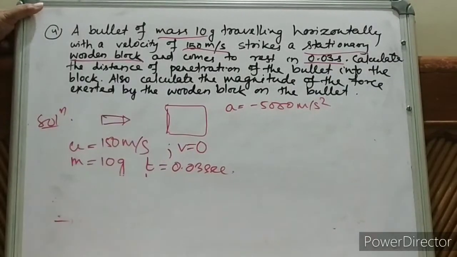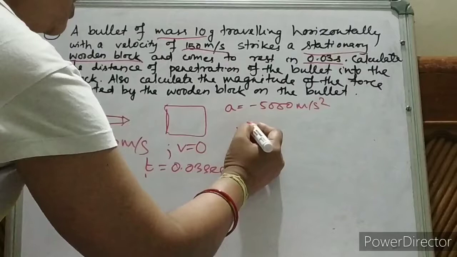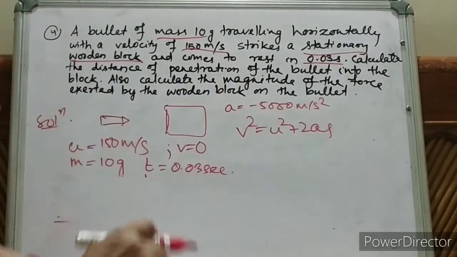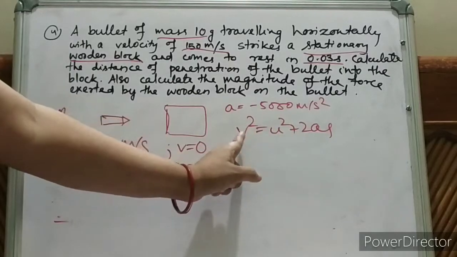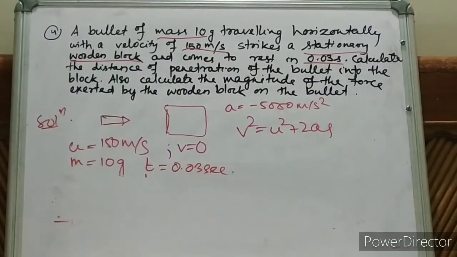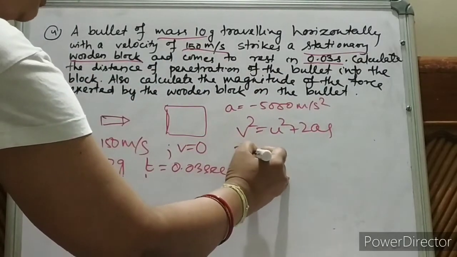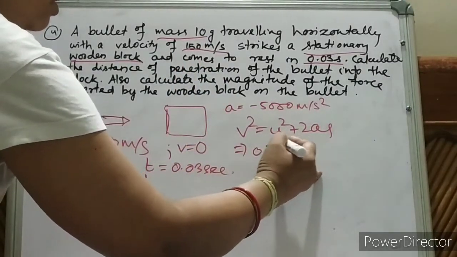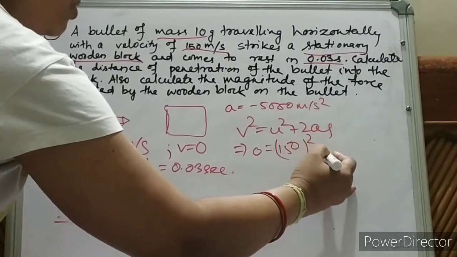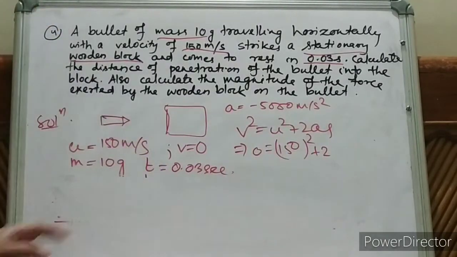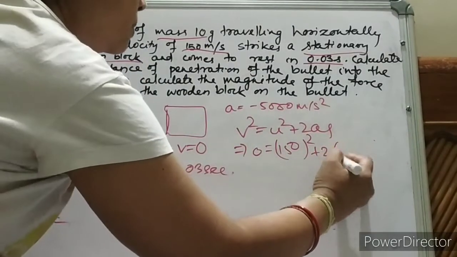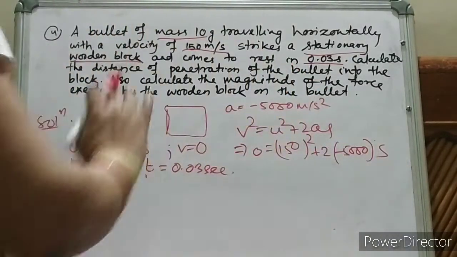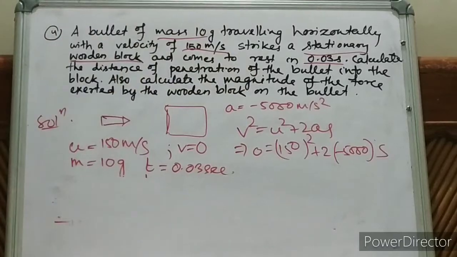So we can use another equation of motion: v square is equal to u square plus 2as. See, we know a, we know u, we know v. We can easily find out s. So what is this? 0 square, so that is 0, equals 150 square plus 2 times, what is your a? That is minus 5000, and s. s is the distance of penetration of the bullet.